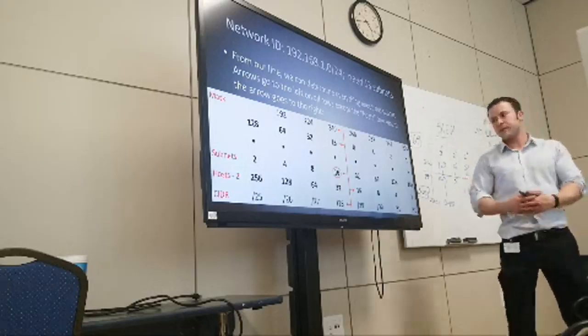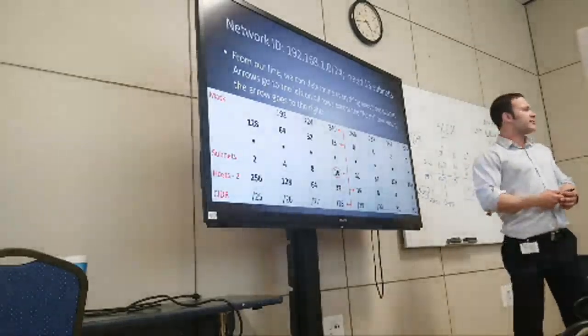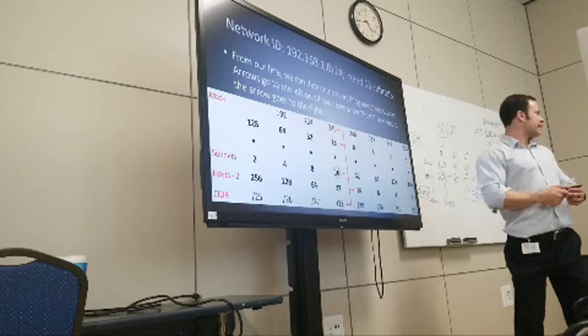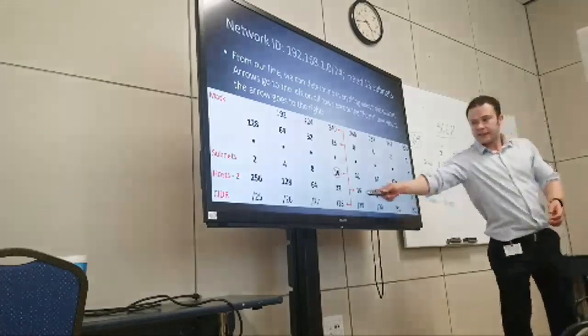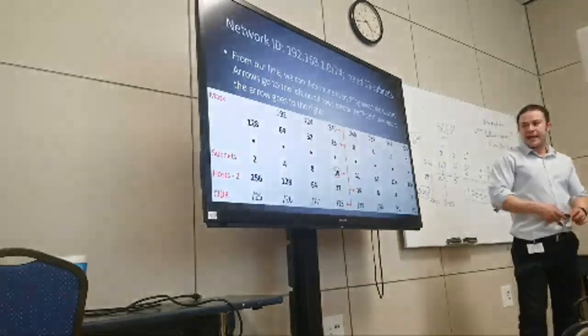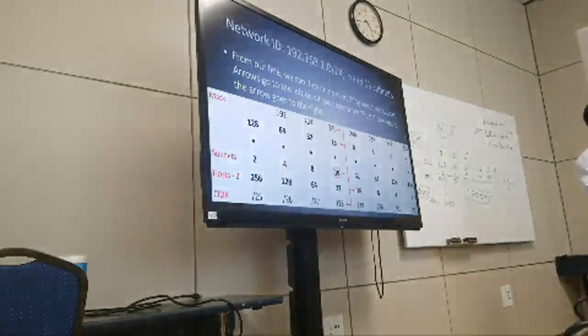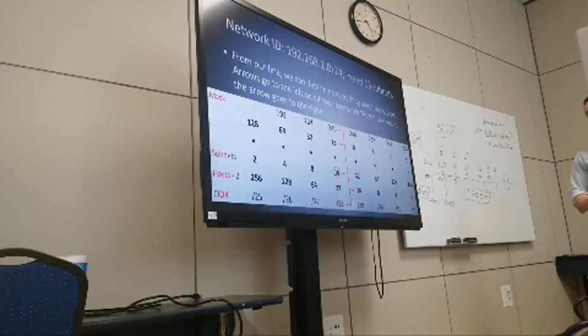We know that we have how many usable hosts? 14 usable hosts, because that's 16 minus 2. And our CIDR mask is /28.